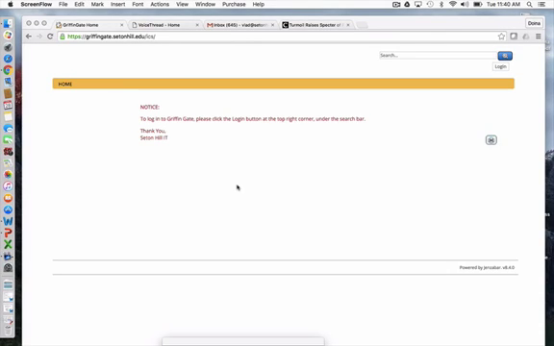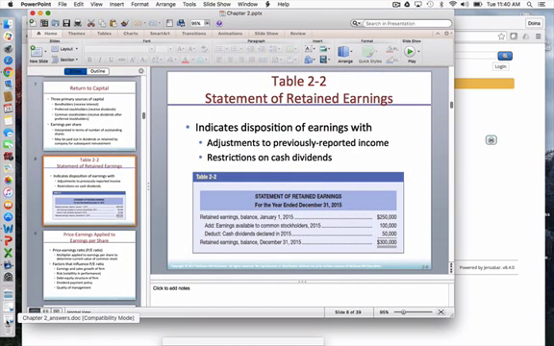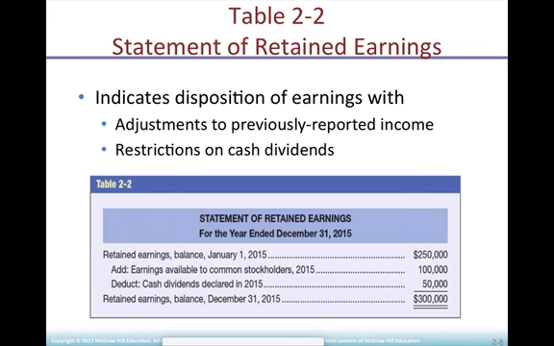Now let's do an application on retained earnings. Let's go back to the theory. This is the theory related to retained earnings. So the statement of retained earnings is this little statement attached to the income statement. And the characteristic of this statement is that it's a cumulative type of statement.